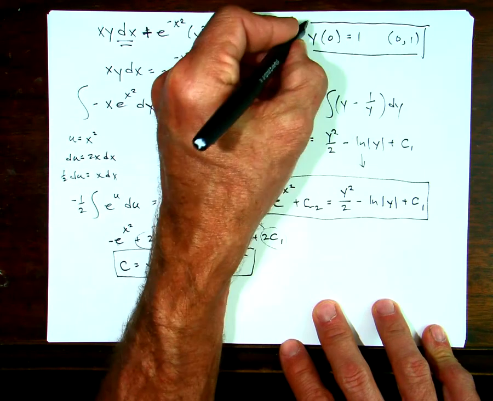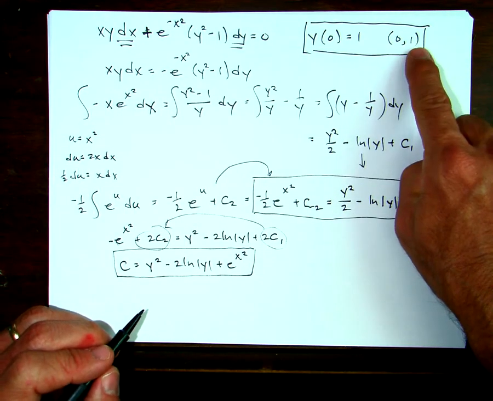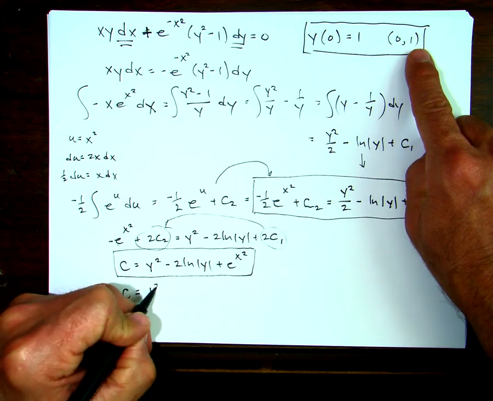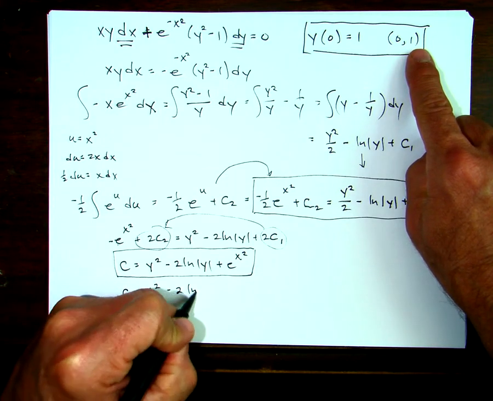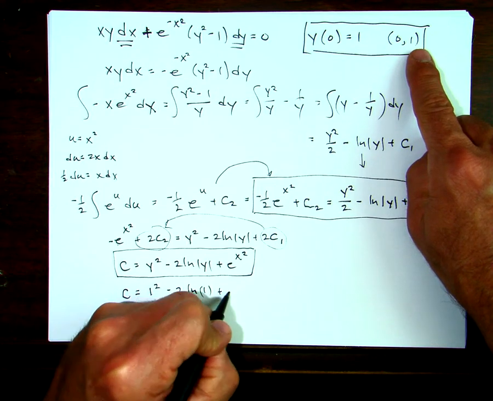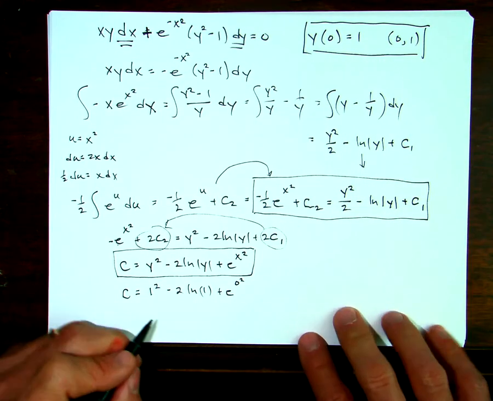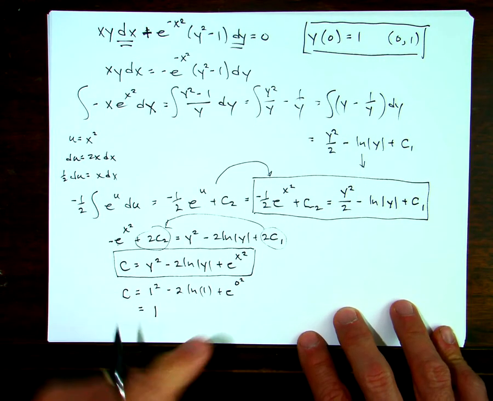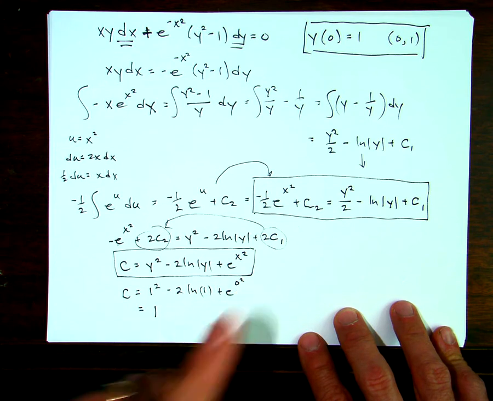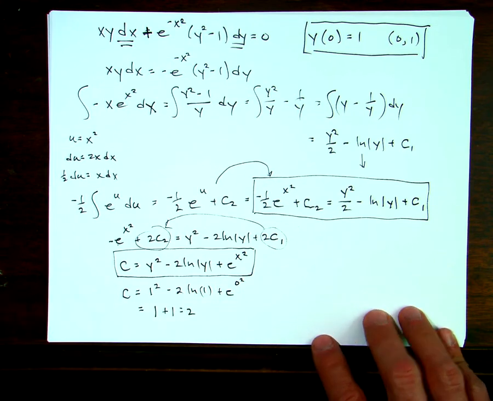So let's go back. We know that x is going to equal 0, y is going to equal 1. So I have c equals 1 squared minus 2 natural log, I don't need the absolute value, natural log of 1, plus e to the 0 squared. Well, 1 squared is 1. Natural log of 1 is 0, so this whole term is 0, and e to the 0 is 1. So 1 plus 1 equals 2. All right, that'll be the easiest math we do today.